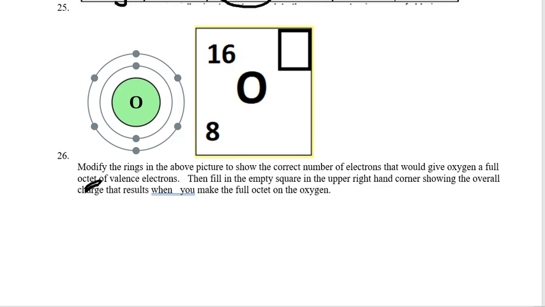8 in the outer ring, so I have 6. What I wanted you to show me was 2 electrons need to be added to this outer ring. And when that happens, the oxygen will have a -2 charge. It'll have 8 protons but 10 electrons. So this is what will happen. The charge that results is -2. Now it has a full octet of 8 valence electrons. That's all you had to do there.